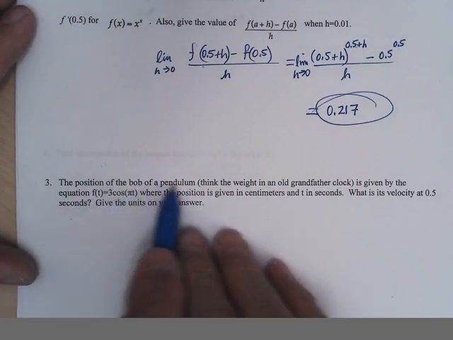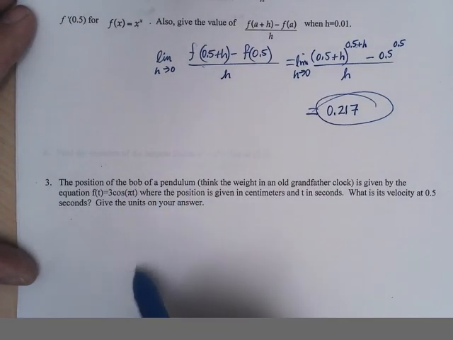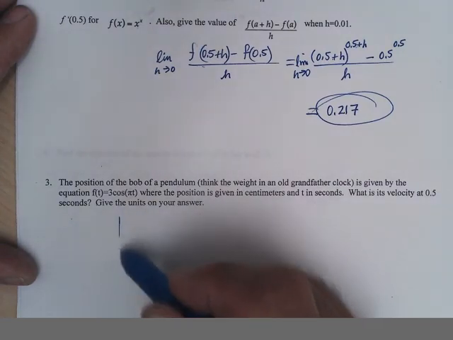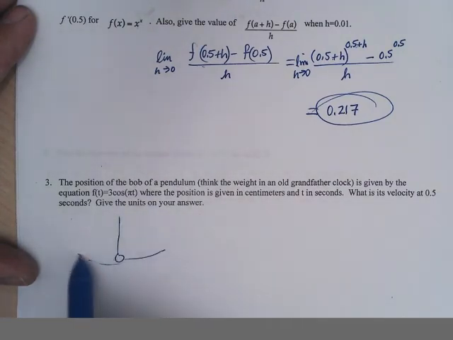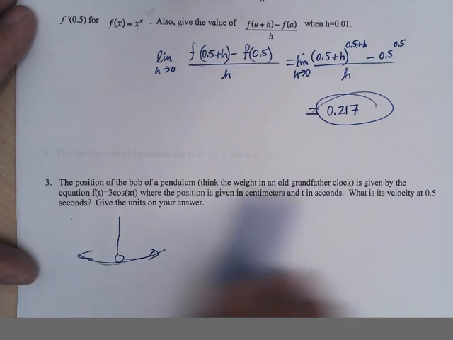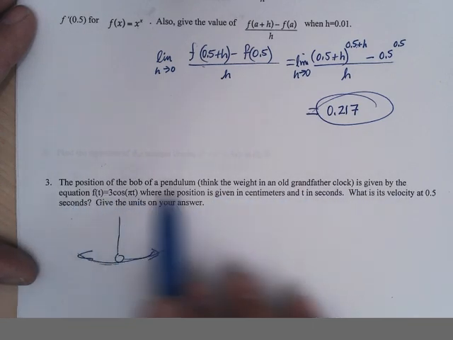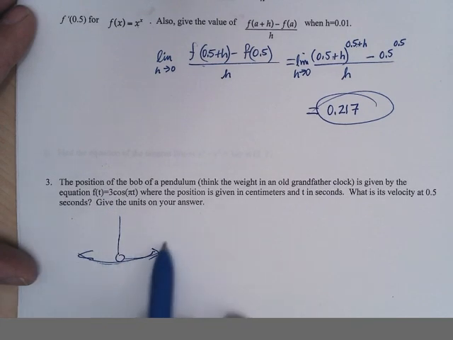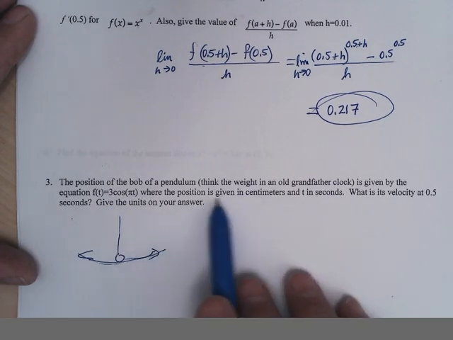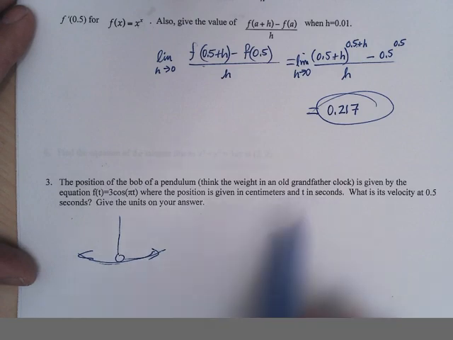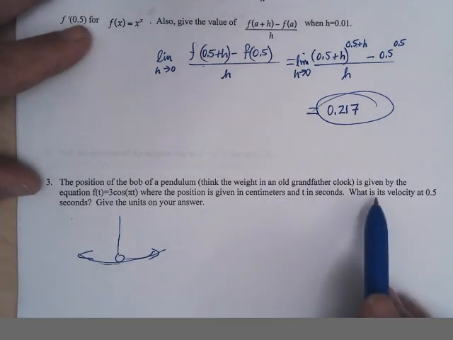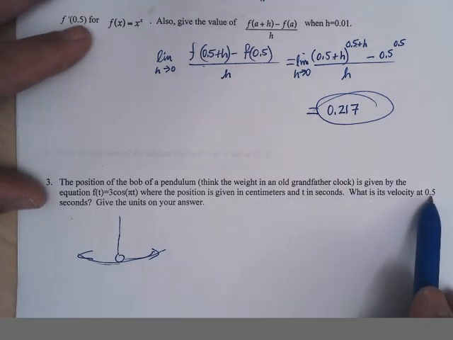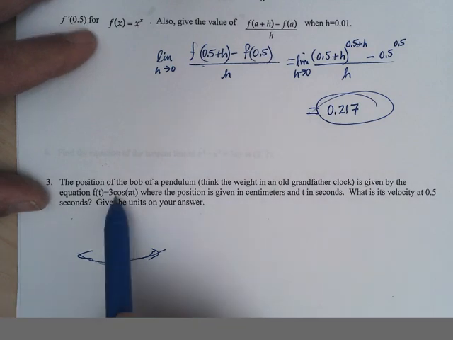The position of the bob of a pendulum, that's the weight at the bottom of a swinging item like a grandfather clock, swings back and forth, and is given by the following equation. So it's a cosine because it repeats itself. s is given in centimeters and t in seconds. What is its velocity at 0.5 seconds?